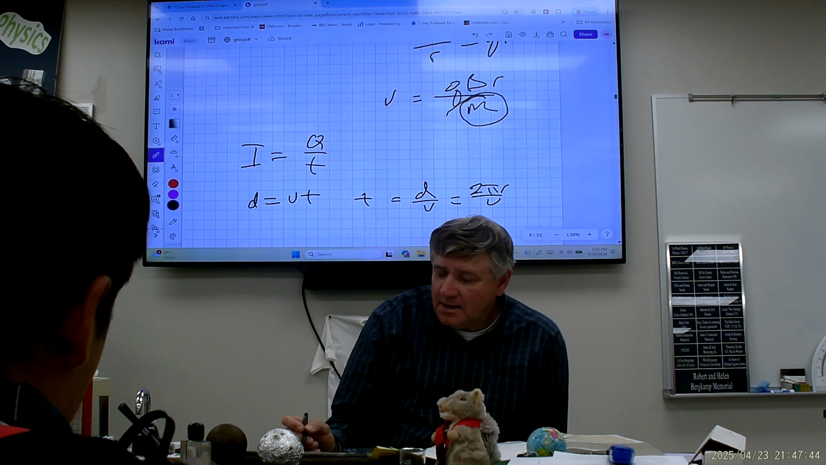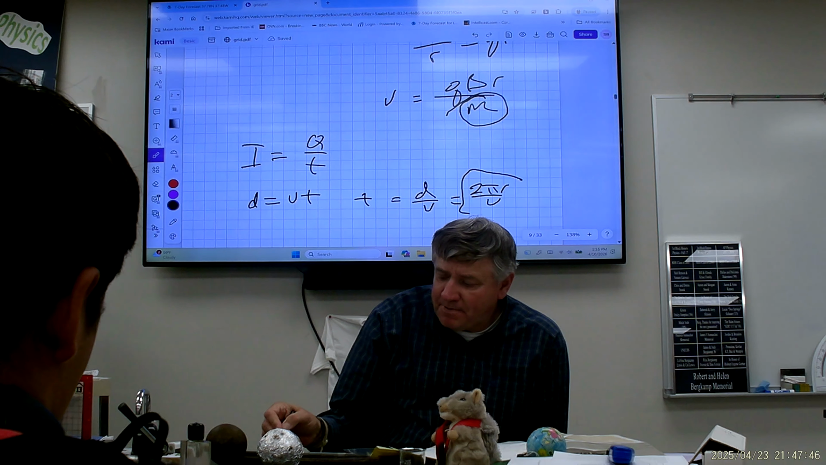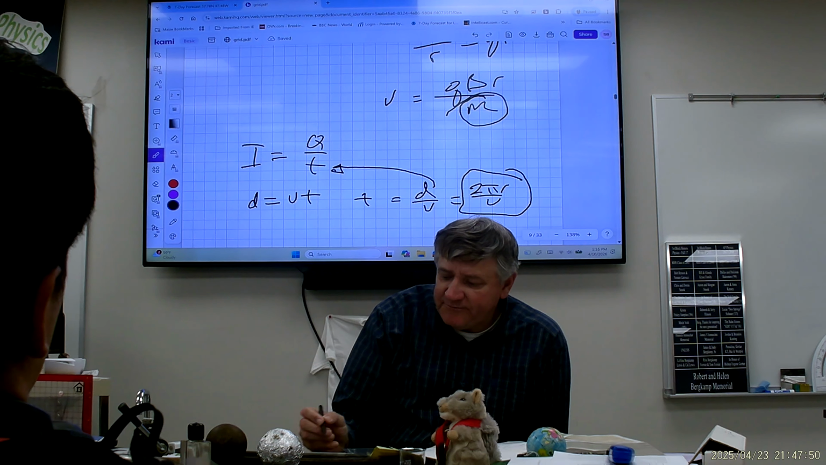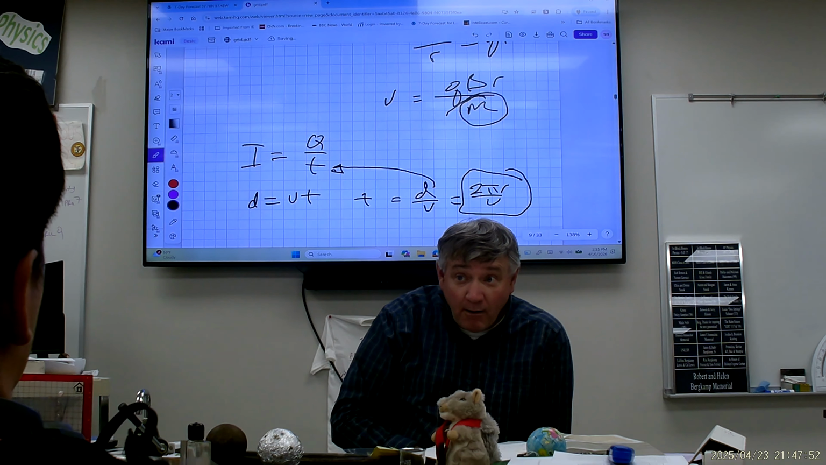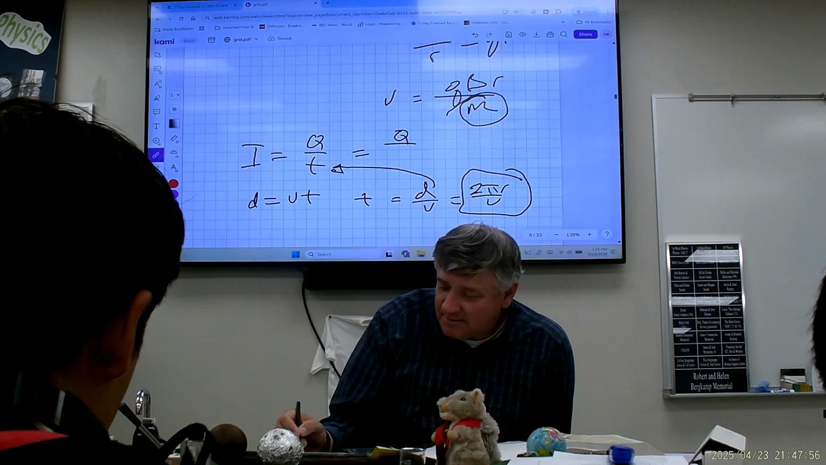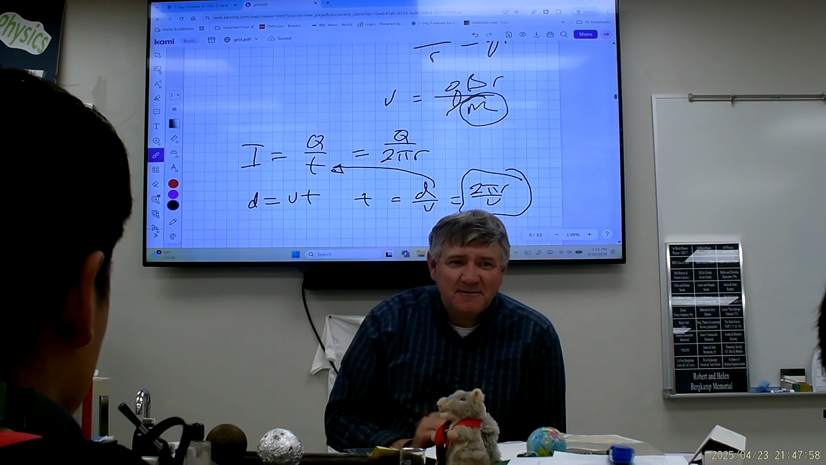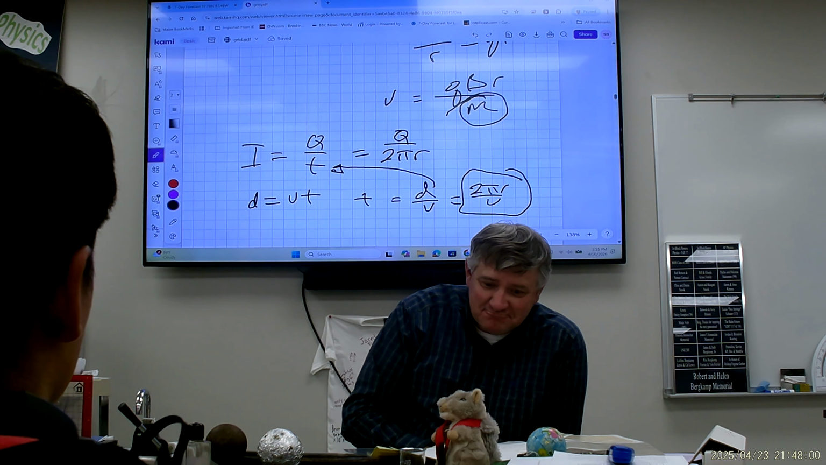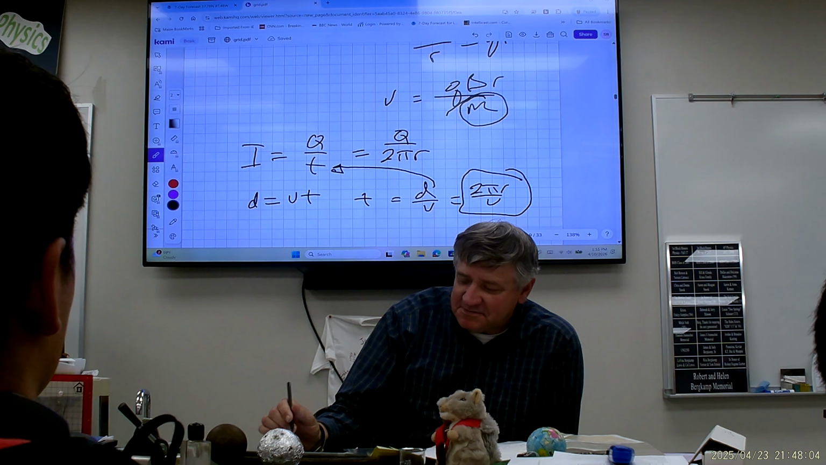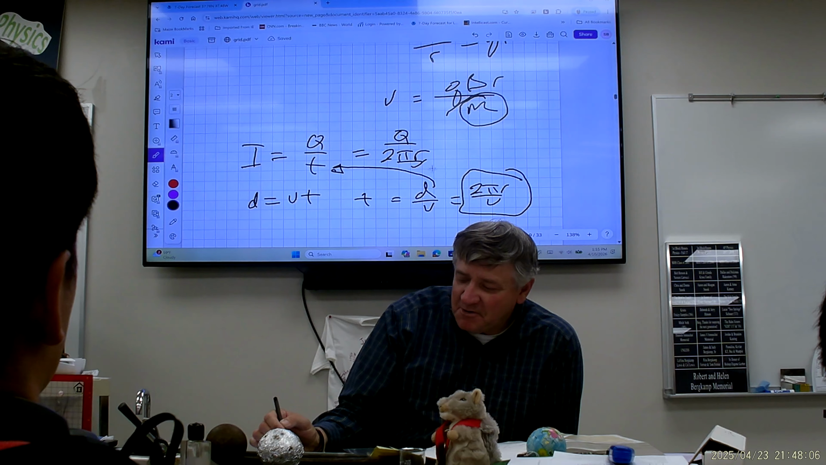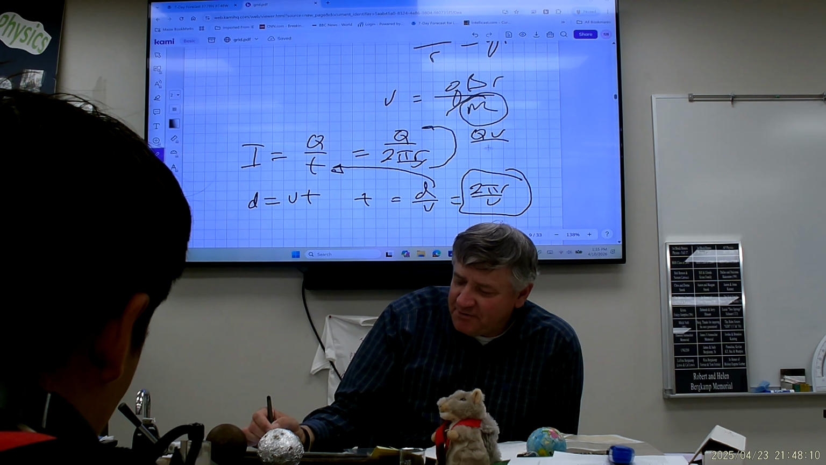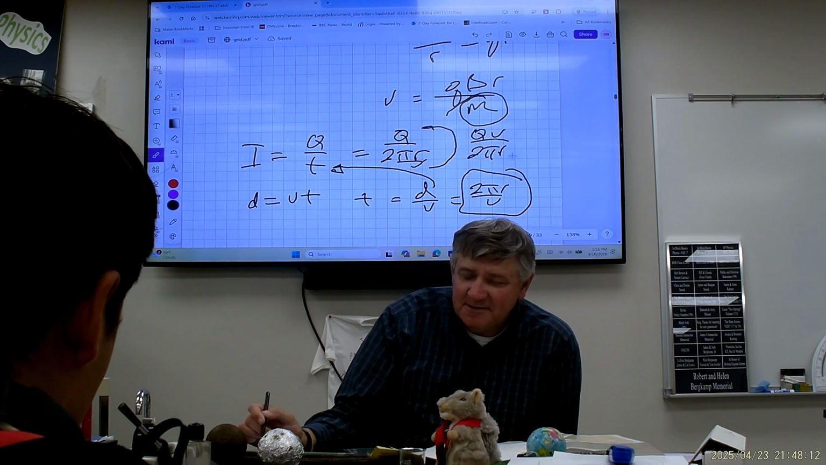Over v. So could I take 2 pi r over v and put that in? I mean, if you want to. No, I don't think so. Put the V up there. It's at the top. What else did you do with the V? You forgot something. The v is going to flip up and you get qv over 2 pi r.